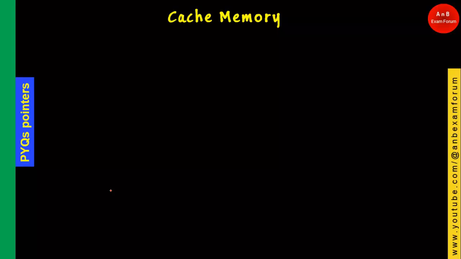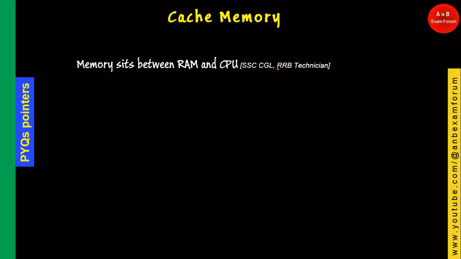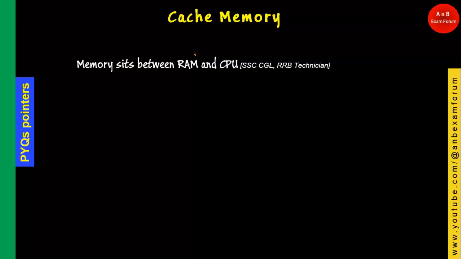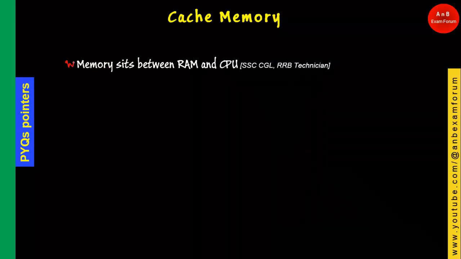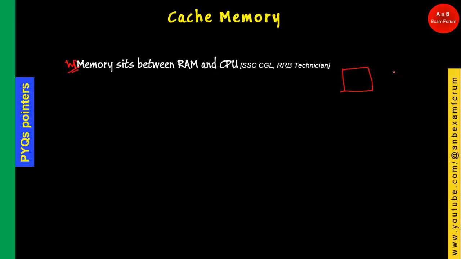Let's see the next memory, that is cache memory. And this is a very important topic, and generally in the exam it is asked from this cache memory. It is basically the memory which sits between RAM and CPU. So your CPU is there, RAM is there, so near to CPU one cache is there, so it sits between RAM and CPU. The next one, where it is located: inside the CPU or near the CPU.